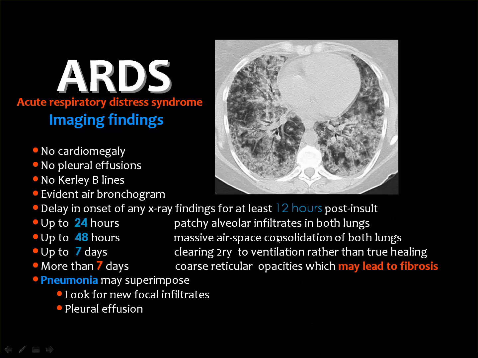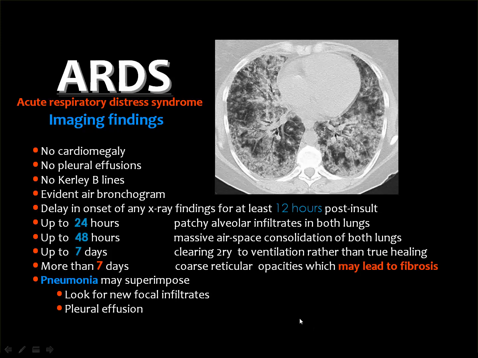Then from 12 to 24 hours, you get patchy alveolar opacities, and then up to 48 hours, you get massive areas of consolidation, and within 7 days, you get some clearance of the opacities, which is usually related to ventilation rather than true healing. After 7 days, the opacities may cause fibrosis, and you get some permanent lung damage.